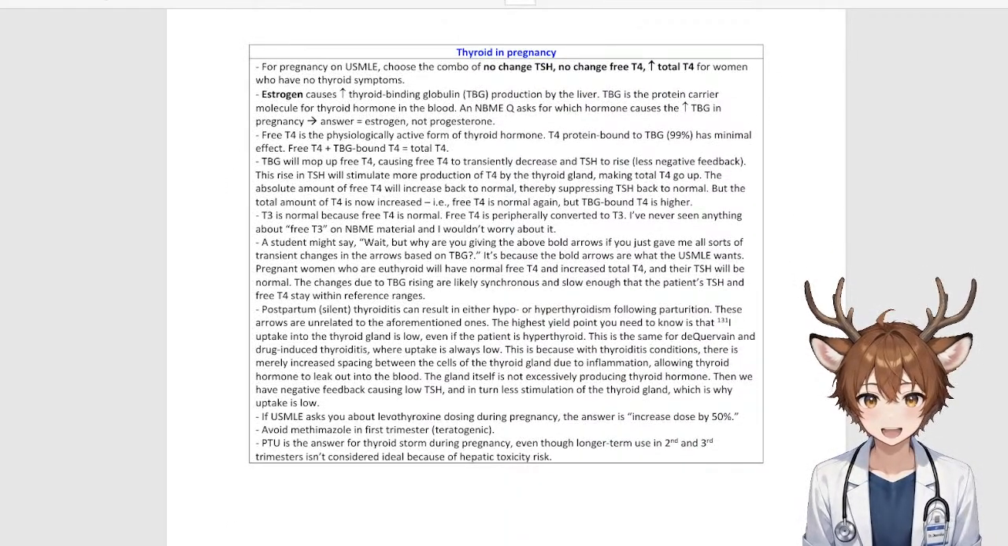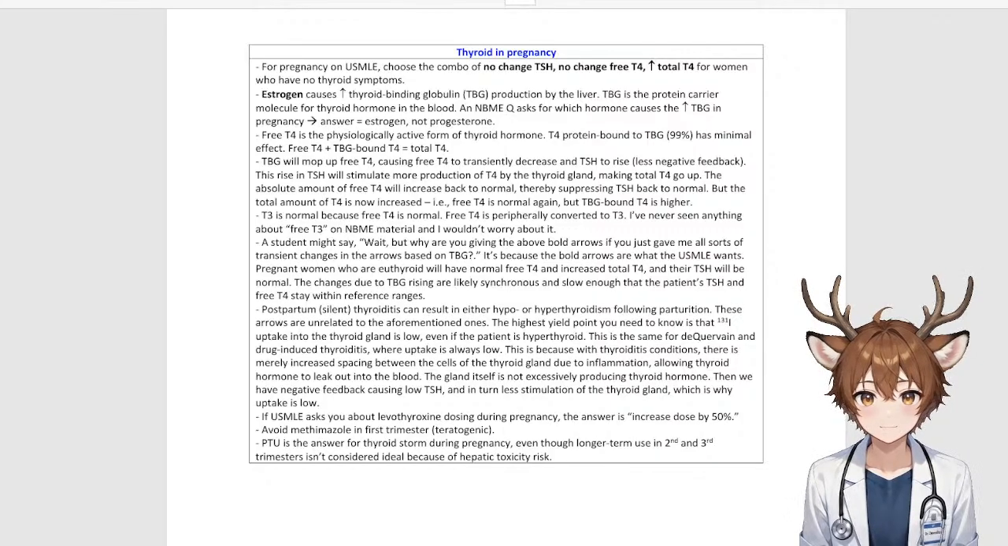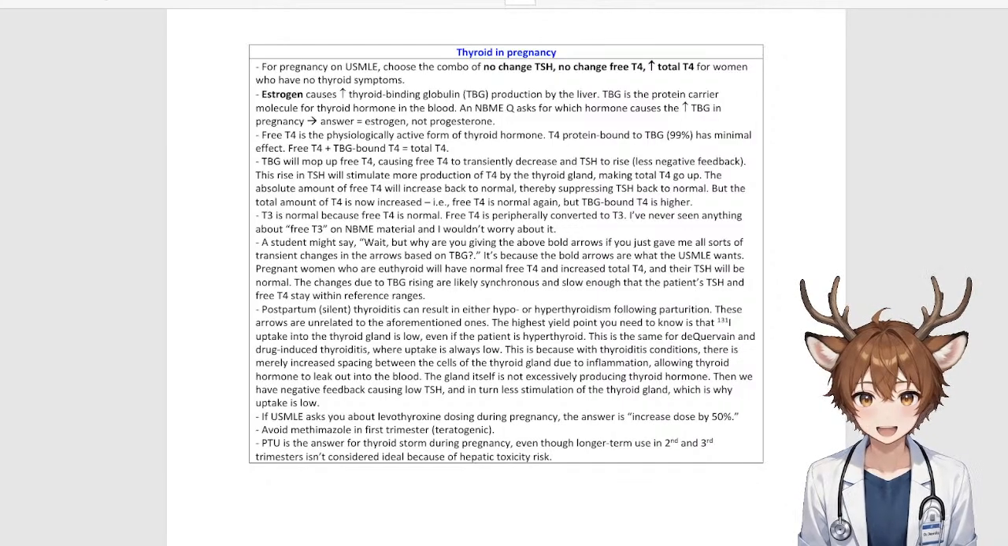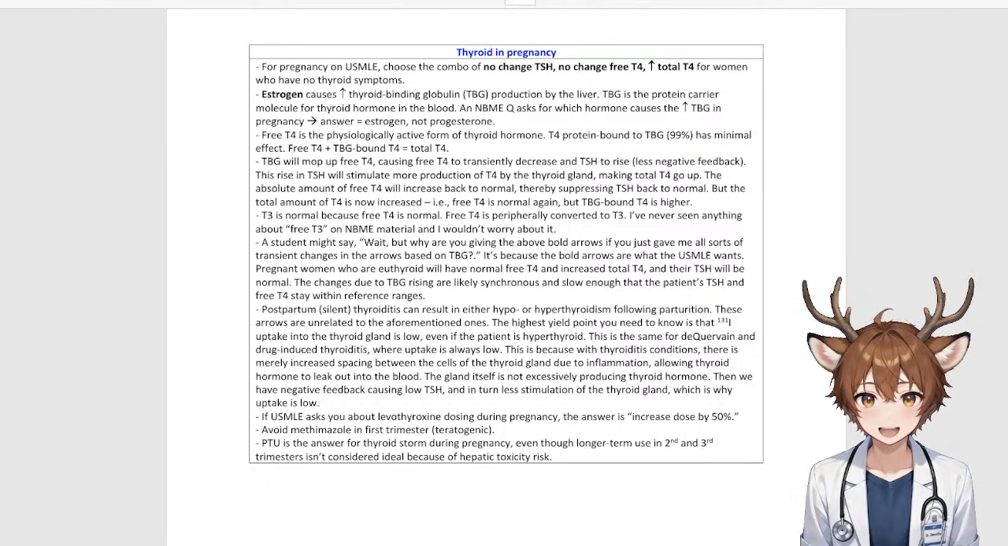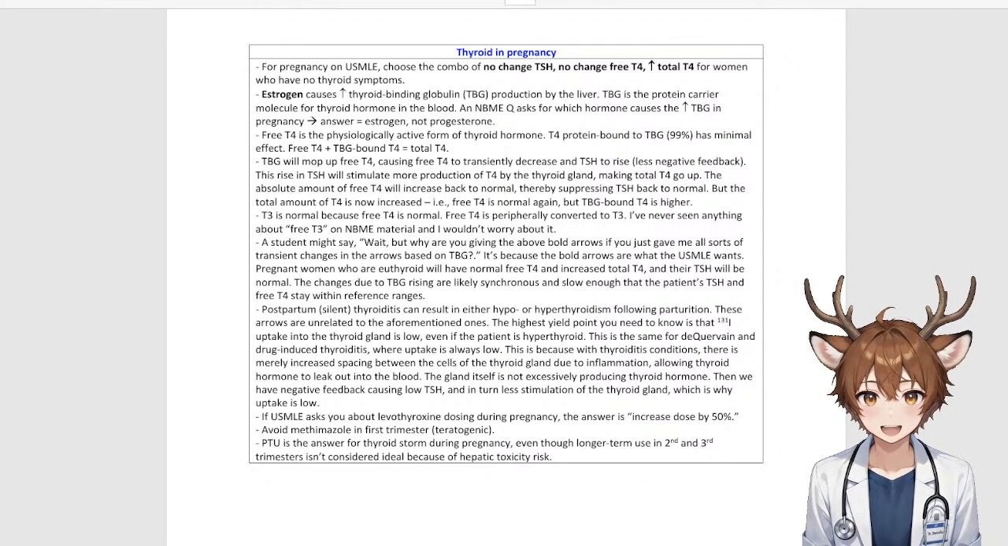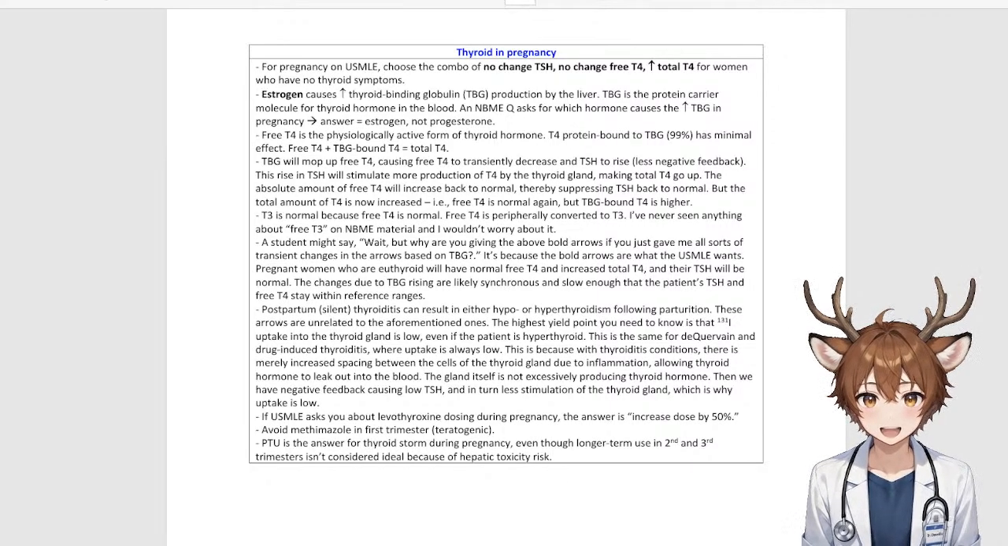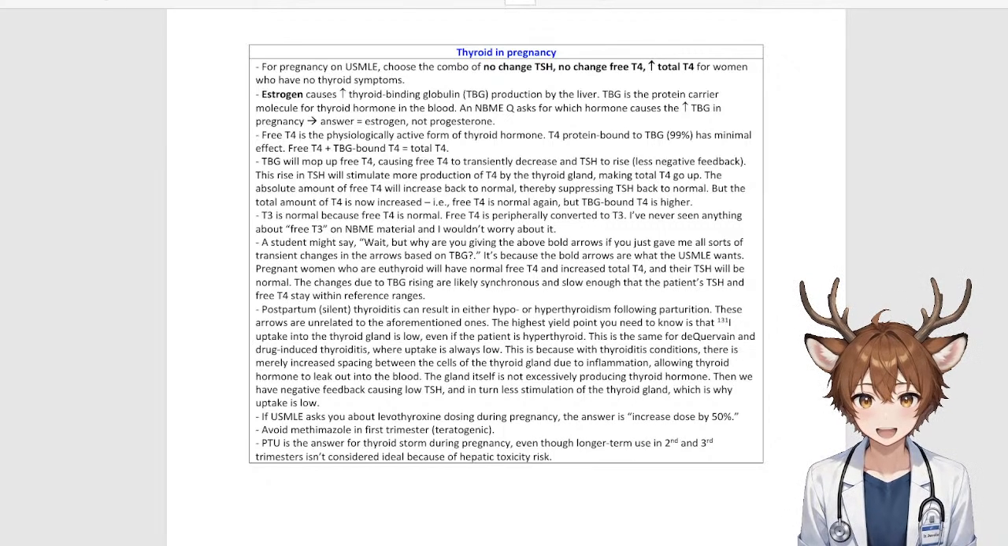What about thyroid and pregnancy? For pregnancy and USMLE, choose the combination of no change in TSH, no change in free T4, and elevated total T4 for women who have no thyroid problems. Estrogen causes an elevated thyroid binding globulin (TBG) production by the liver. TBG is the protein carrier molecule for the thyroid hormone in the blood.